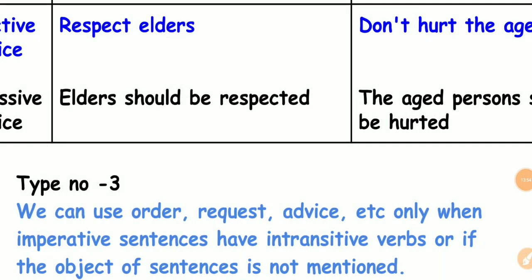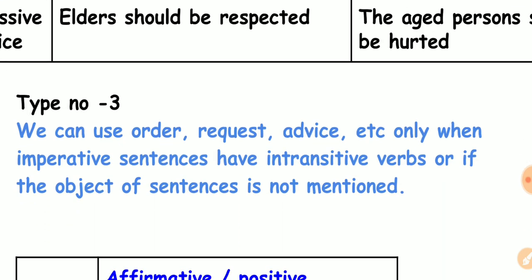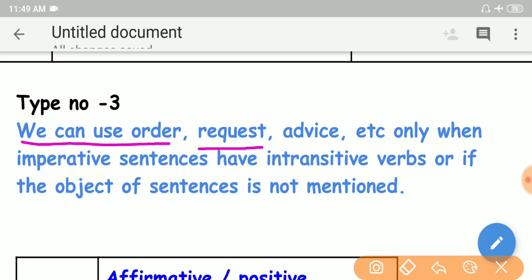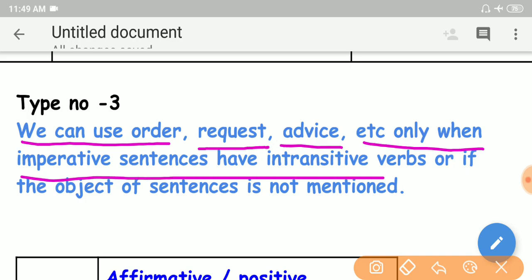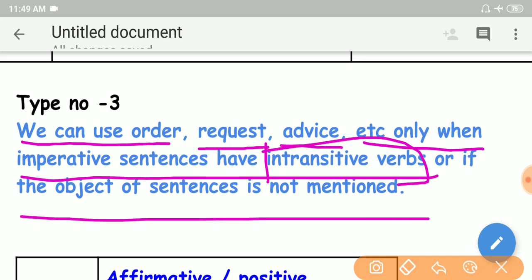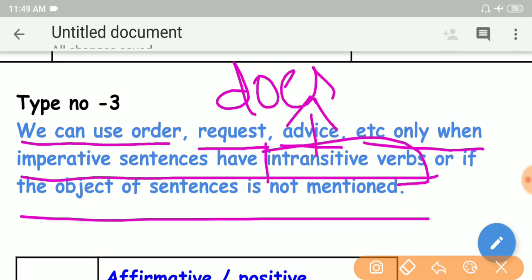So let us go and learn with the other types. What are the other types? See, we can use order or request or advice, etc., only when the imperative sentence has transitive verbs, or if the object of the sentence is not mentioned. We have already discussed what a transitive verb and an intransitive verb are. An intransitive verb is a verb which does not take an object, my dear friends.